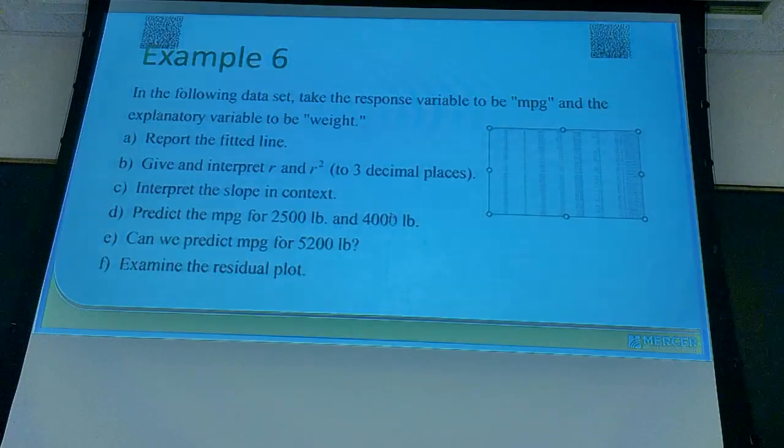So we use this data set. That's 398 rows, so 398 data points. And we're going to do those things, right? We want to report the fitted line, give and interpret R and R squared, and interpret the slope.